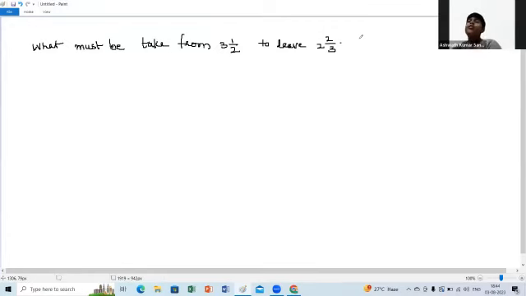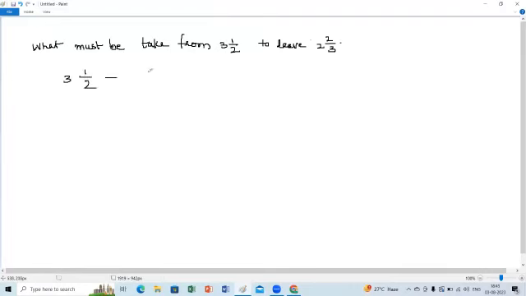Ma'am, first we should make an improper fraction of it. What must be taken, that we don't know. You are subtracting some number, but first we convert it into improper, no? 3 1 by 2 minus what number leaves 2 by 3? Come on, children.